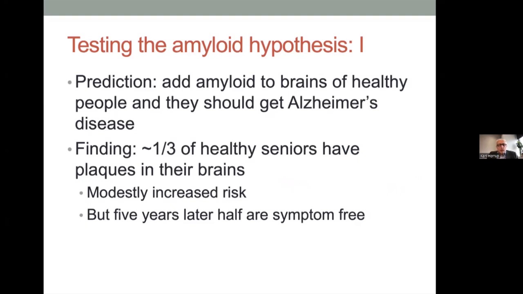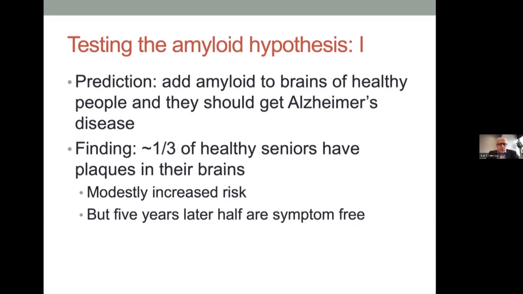Well, you may say, okay, that's fine, but maybe these people are just starting their Alzheimer's. Well, perhaps, but the risk of progressing to Alzheimer's is only modestly increased by the presence of these deposits. And indeed, if you stratify people based on their amyloid deposits, 5 years later, really half of them are still symptom-free. So in my world, that would at least cause me to look around for an alternate explanation linking the dementia and the amyloid deposits.